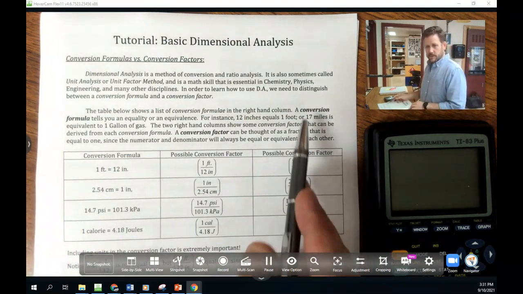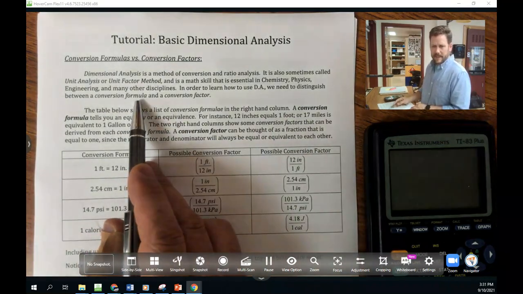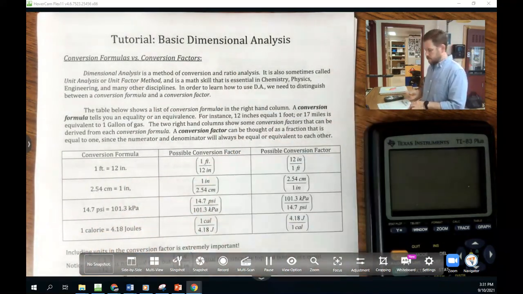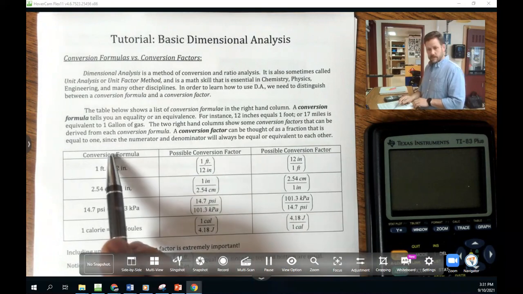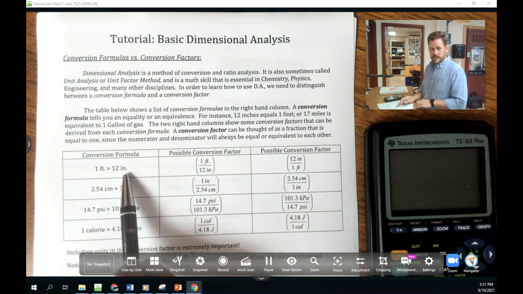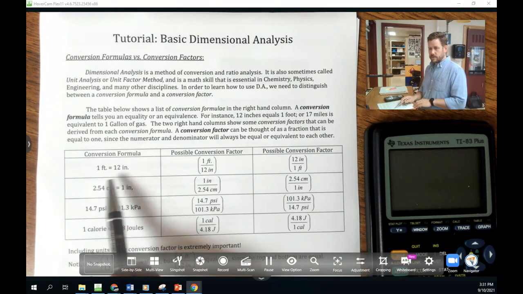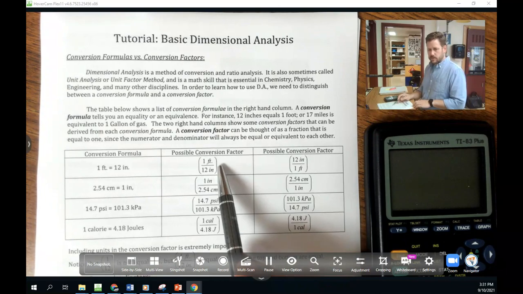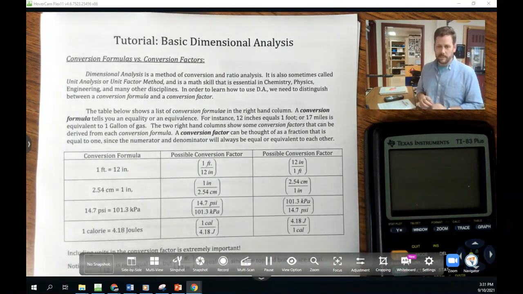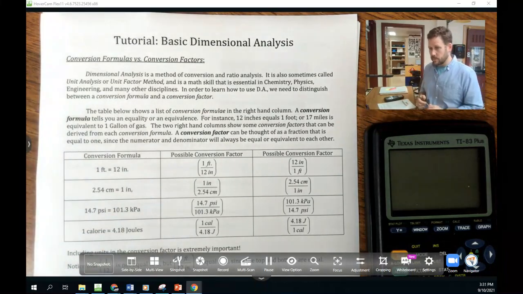The key terminology we're going to use is the vocabulary term conversion formula, and a conversion factor needs to be distinguished from that. Here are some examples. The first conversion I'll discuss is that of feet to inches. Of course, we're familiar with that conversion formula, 1 foot equals 12 inches, but there are two different conversion factors that we can write. One is 1 foot over 12 inches, and the other is 12 inches over 1 foot.